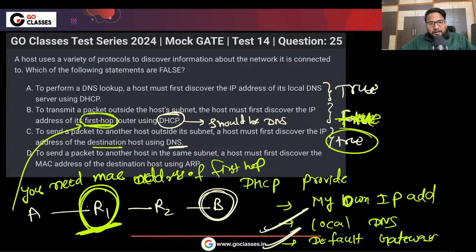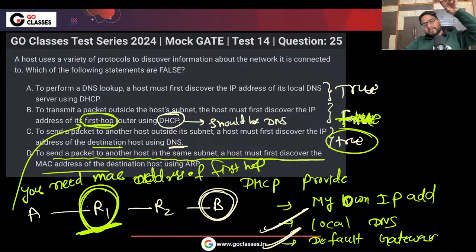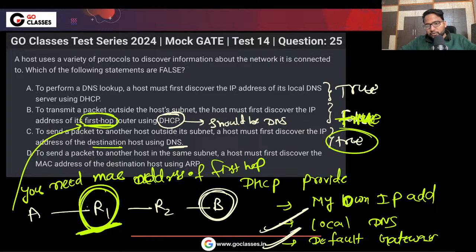Okay, let's just check this. To send a packet to another host in the same subnet, host A must first discover the MAC address of the destination using ARP. Another host in the same subnet, yes, the destination MAC address. Yeah, that's also true.